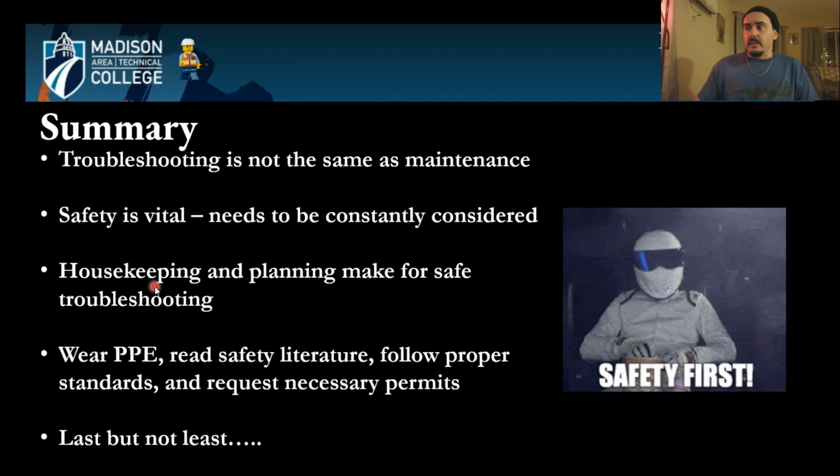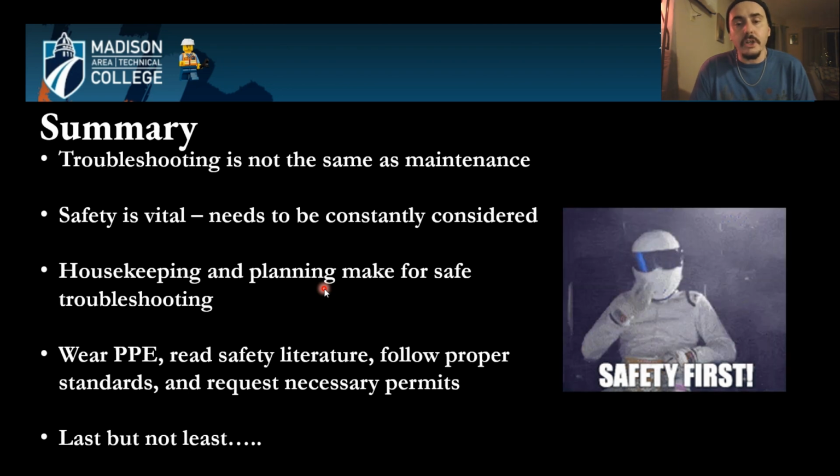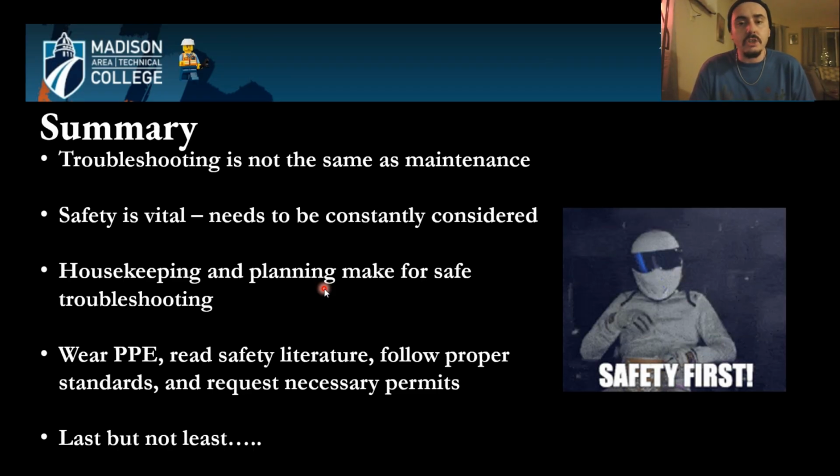All right, so a summary. So basically, troubleshooting is not the same as maintenance. Maintenance is performed to avoid a failure. Troubleshooting occurs due to a failure. And safety is vital, and this is something that really constantly needs to be considered because you're going into a situation where a failure has occurred. You don't know what the root cause of the failure is until you actually dig into the system.